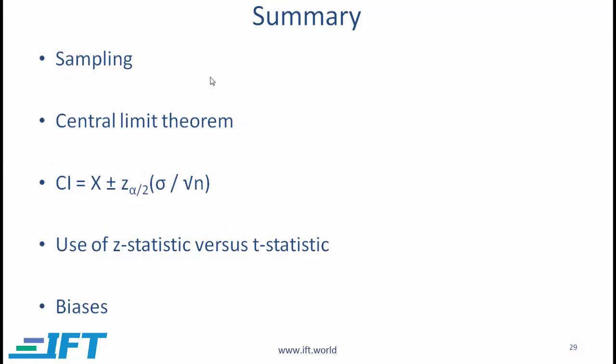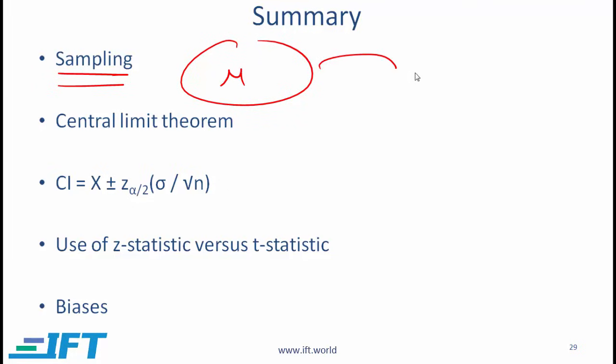We are done with all the sections in this reading. Now let's just quickly summarize the most important points. The core concept is sampling, where you have a population with a certain mean and you want to draw samples from that population and use the sample mean to make an inference about the population mean.